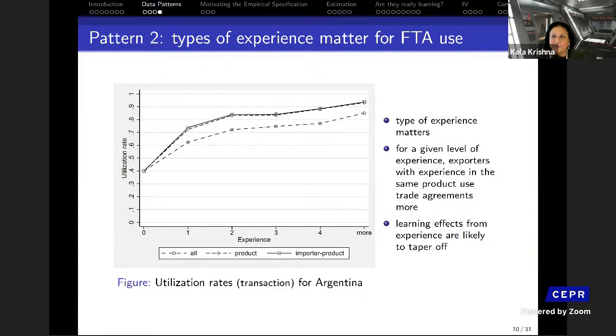The next pattern that we see is that the type of experience matters a lot. For a given level of experience, exporters with experience in the same product use this trade agreement more. So here we have the 3 different curves. The dot is all. So if you have experience 1, you have the utilization probability here. If you have experience in the importer or product, then for the same experience, your utilization is higher, which means that it's doing more.